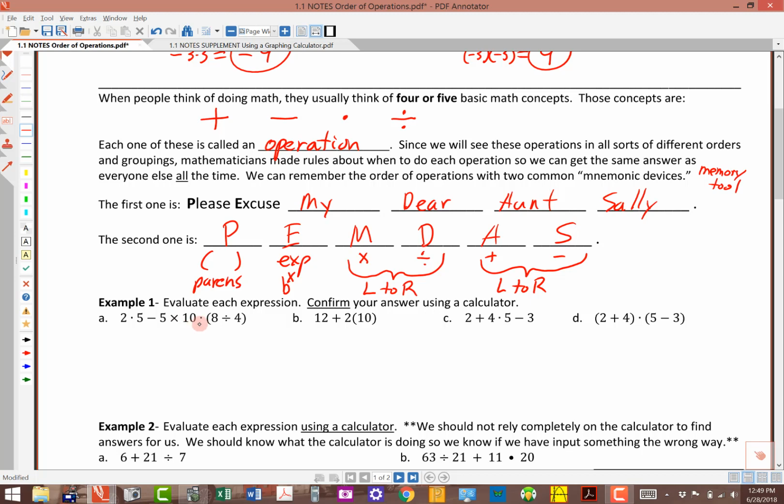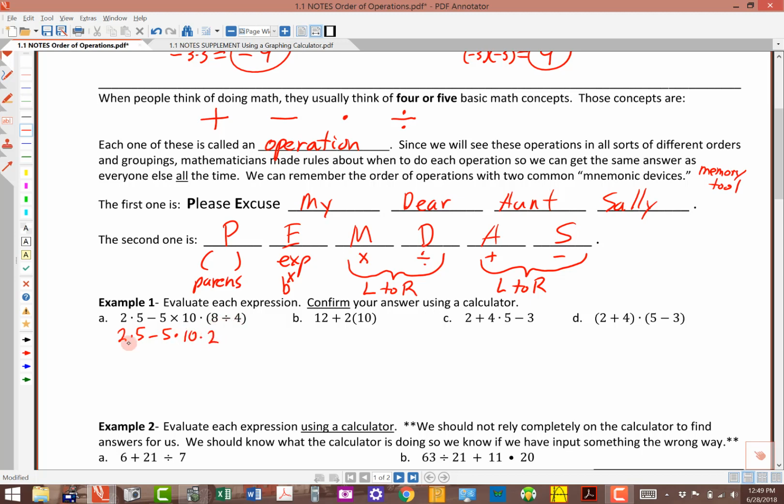And then we've got 10 times, and then in parentheses 8 divided by 4. So we're going to do what's in parentheses first. So we're going to do the 8 divided by 4, so we end up with a 2. So what we have here is we have 2 times 5 minus 5, and I'm going to replace that with a dot, times 10, and then remember the 8 divided by 4 is a 2.